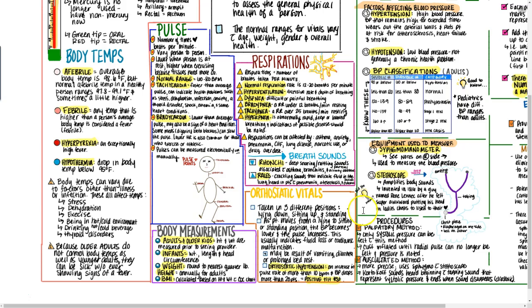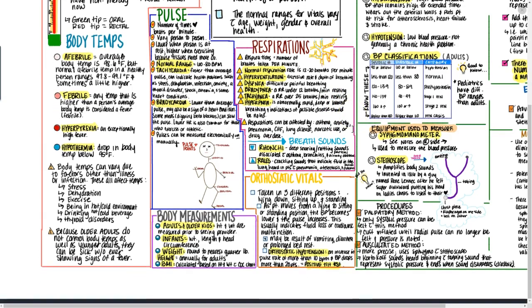Tachypnea is a respiration rate over 25 breaths per minute at a resting state, and hyperypnea is abnormally rapid, deep, or labored breathing, and indications of possible disease should be noted here. Respirations can be affected by lots of things, just like the other vitals, such as asthma, anxiety, pneumonia, congestive heart failure, lung disease, narcotic use, or drug overdoses.